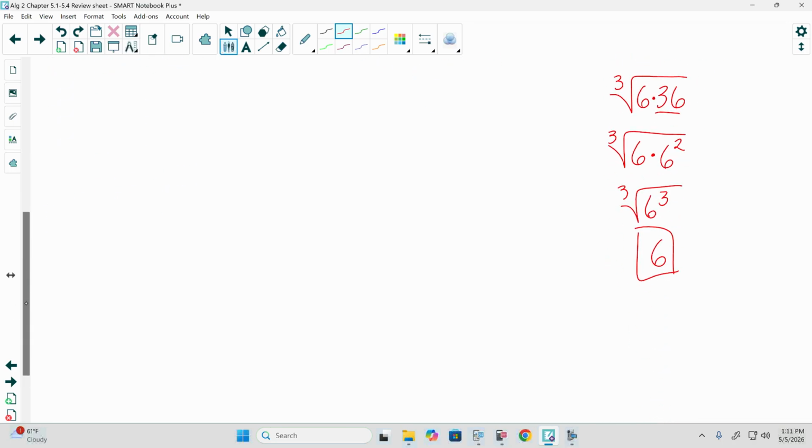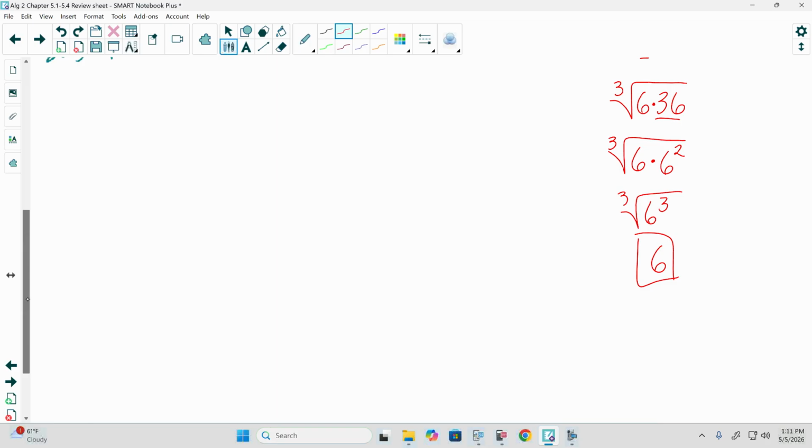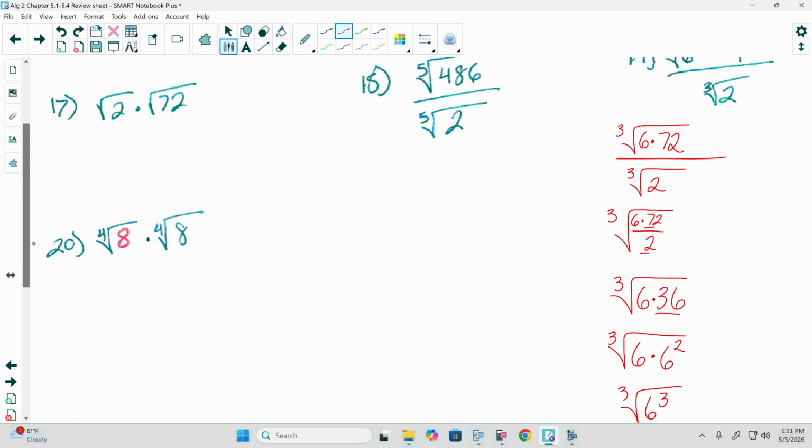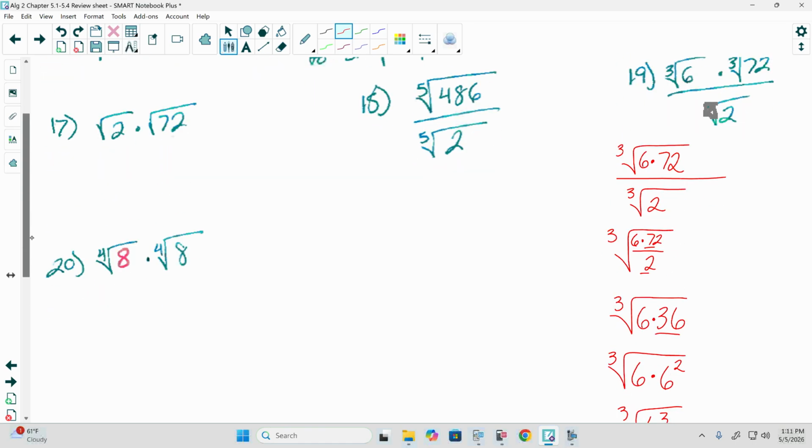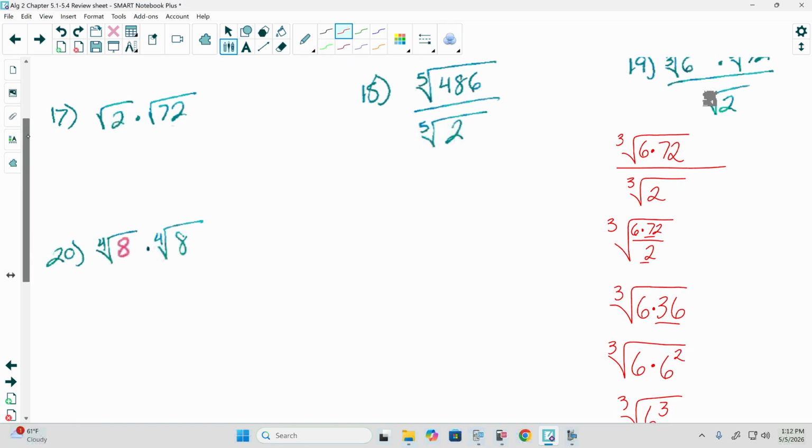Now, the other option, instead of doing 6 squared, is we could have broken it into factors of 2 and 3, and it would have given us 2 to the third times 3 to the third, which would have been 2 times 3 once we took the cube root, which is still 6. Any other questions on 19? We can look at 18. Again, it's another division problem like 19.